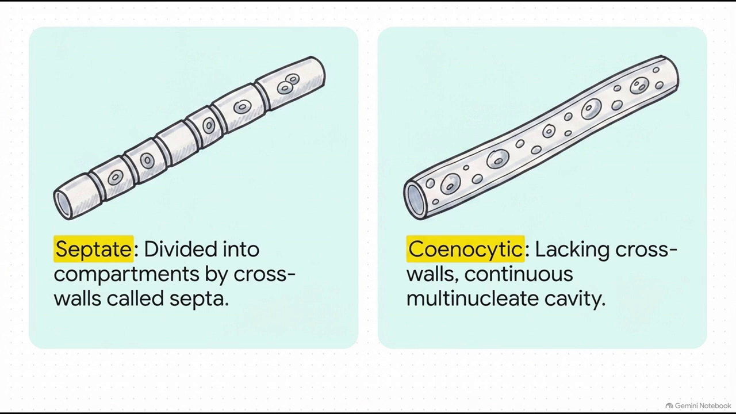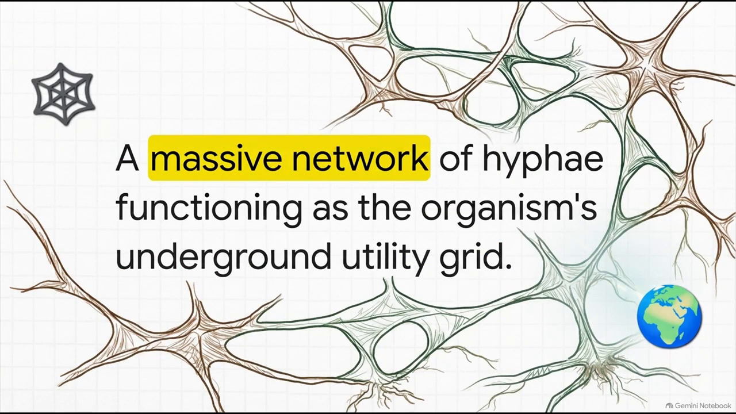Then we have coenocytic or aseptate hyphae. These lack crosswalls entirely. The whole tube is just one continuous, giant, multinucleate cavity of freely flowing protoplasm. It's an open concept design allowing for super rapid movement of resources. When you take millions of these branching hyphae and weave them all together, you get a mycelium. Think of the mycelium as a massive, living, underground utility grid. It can spread intercellularly across the surface of a host or intracellularly, penetrating right into the host's actual cells.